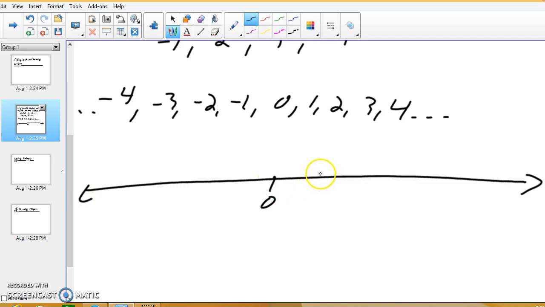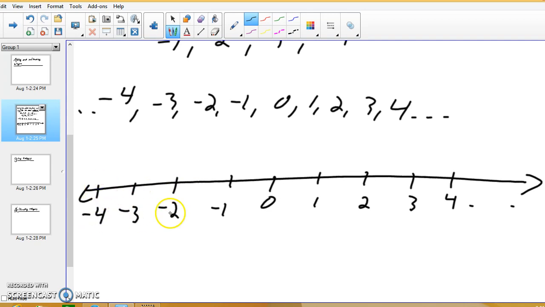Again, 0 would be in the middle, 1, 2, 3, 4, and so on, because these are positive numbers. Negative 1, negative 2, negative 3, negative 4, because these are negative numbers, and so on. So that's what we mean by integers: any whole number, whether it's positive, negative, or 0, is what an integer is.